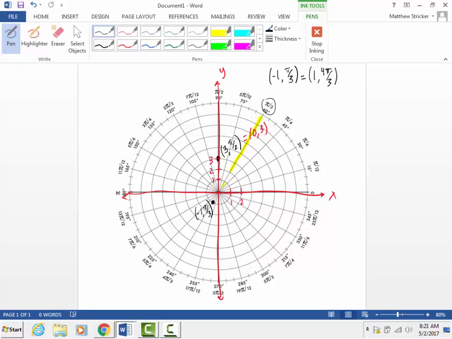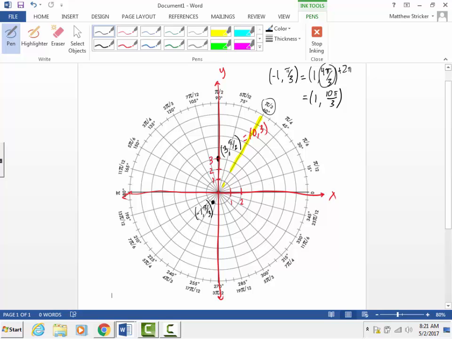How about another one? What do you think of another one? Michelle? 1, 10 pi over 3. Yeah, if you add 2 pi to this, it takes you all the way around and puts you at 10 pi over 3. You just take another time around. So yeah, this is equal to 1, comma, 10 pi over 3. If you take this and you add 2 pi to it, you get 10 pi over 3.